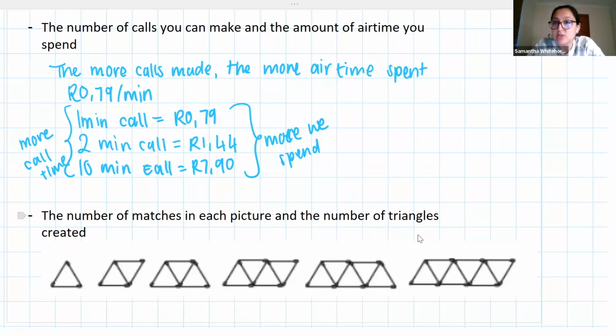Nice. Okay, so again, a relationship exists. The more matches I have, the more triangles I can make. If I don't have those extra matches, I'm not going to be able to make more triangles. So all of these relationships exist and we need to be able to identify them. And now when we get to looking at different types of variables, we have to be able to identify the variables that allow these relationships to exist.